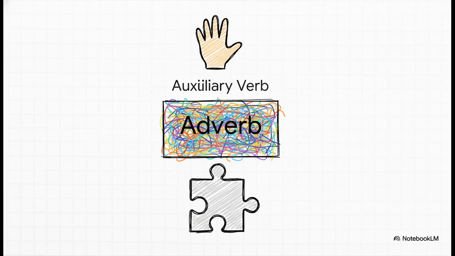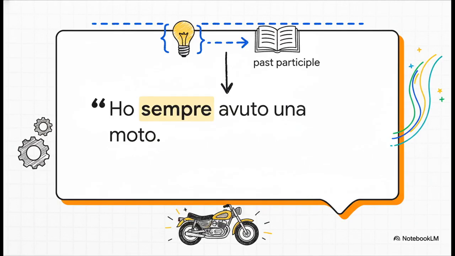And in the Passato Prossimo, the good news is there's just one simple rule for where these guys go. Okay, here's the rule. The adverb gets neatly tucked right in between the helper verb and the past participle. It's like the filling in a sandwich. It actually splits our two-part formula. So if you want to say, I have always had, it becomes ho sempre avuto. See? Sempre is right there in the middle.